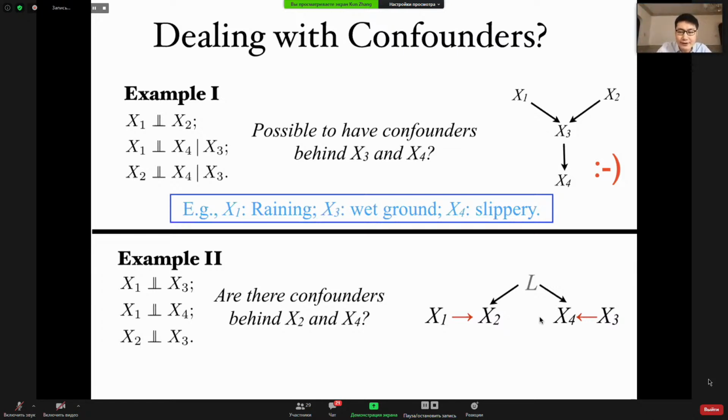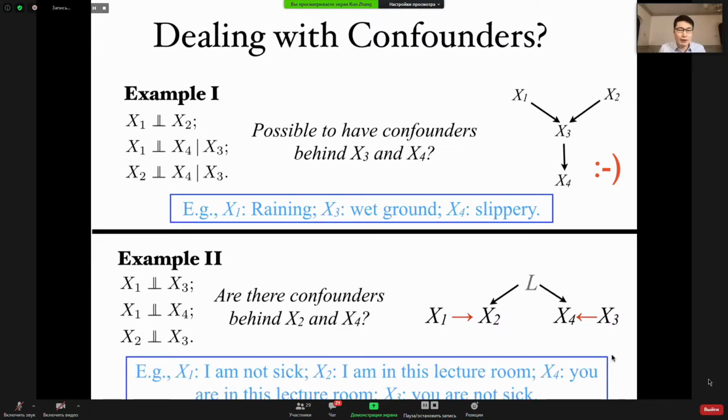Okay, you can think of examples. So let x1 be whether I'm sick, x2 whether I'm in this lecture room. Suppose we are in the room. x4 is whether you are in the room, and x3 is whether you are sick. So now you can verify those conditions. 1 and 3 are independent, 1 and 4 are independent, 2 and 3 are independent.